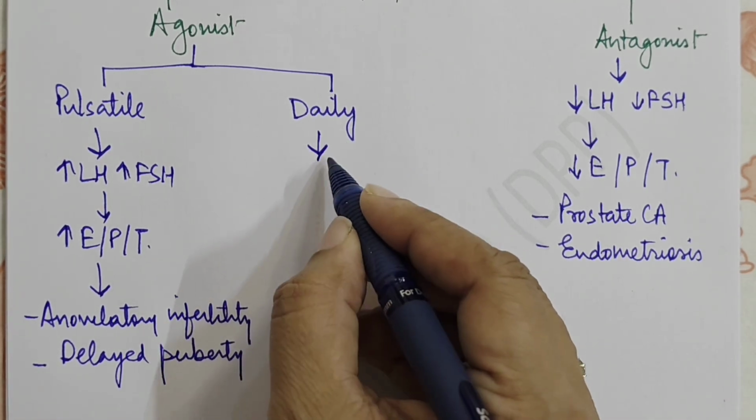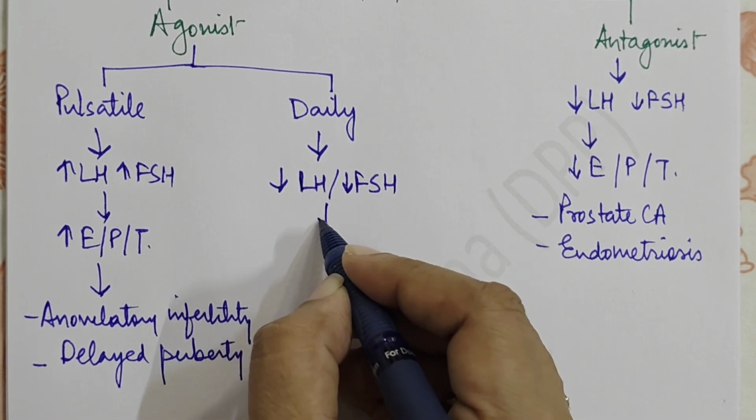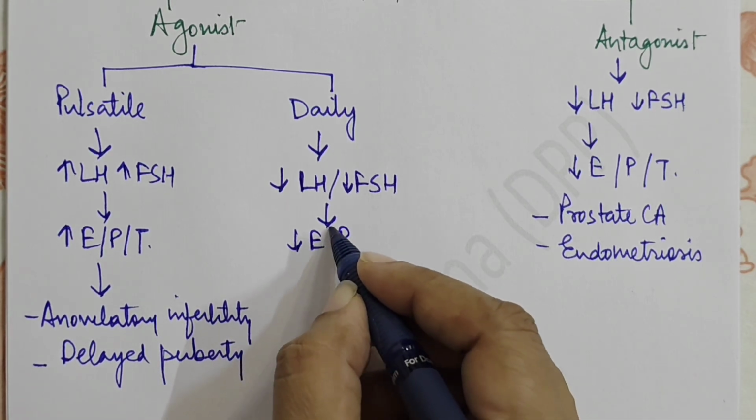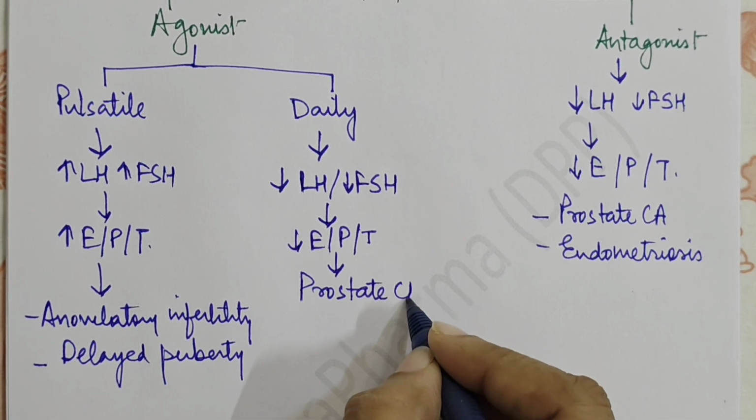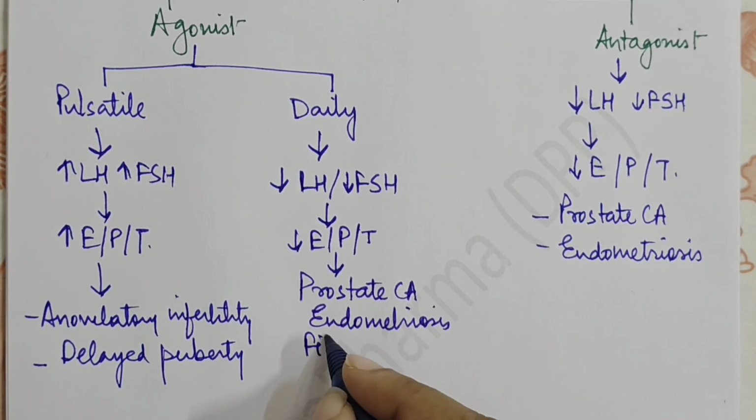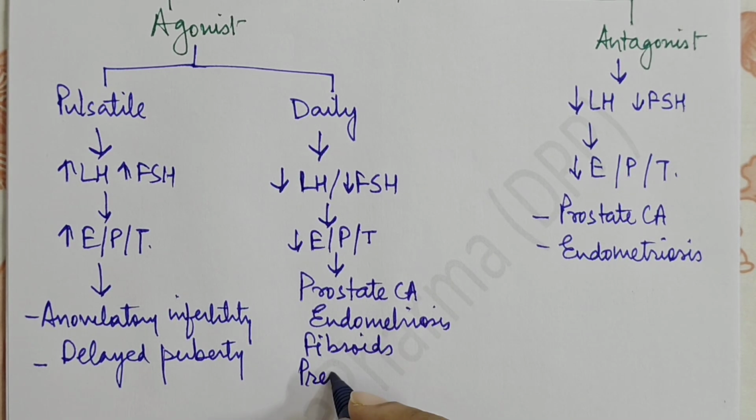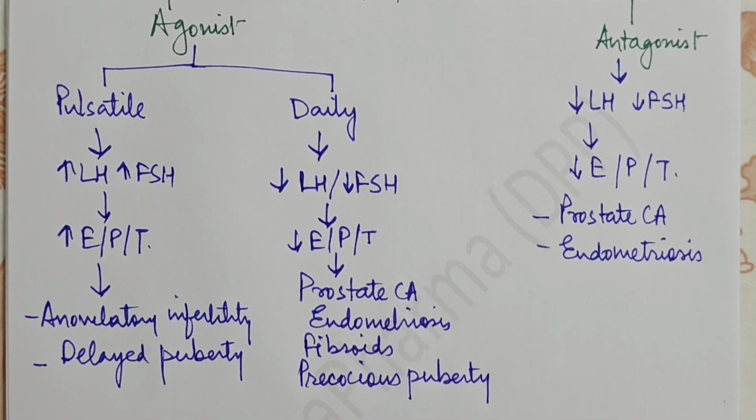Now when you give them as a daily basis, then it will result in blockade or reduce the secretion of LH and FSH over a period of time. That will again reduce estrogen, progesterone and testosterone. So again they can be used in the same indications like this. So they can be used in prostate carcinoma, then endometriosis, and then fibroids, and they can be used in precocious puberty also, where you want to reduce the LH and FSH. So these agonists are working same as antagonist, right?